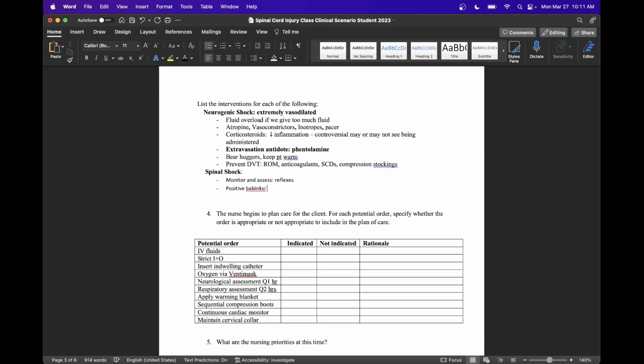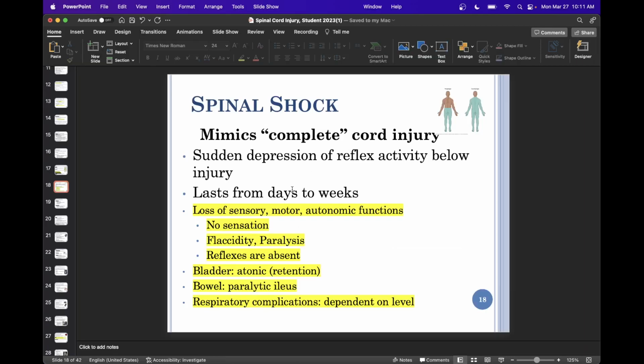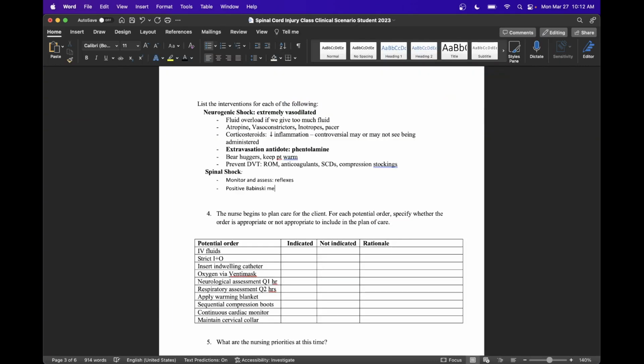That shouldn't be there. It shouldn't. He has reflexes because of the positive Babinski. We know we don't want that, but does he have a reflex? Is he in spinal shock? No. We're only talking right now, this minute, about spinal shock.